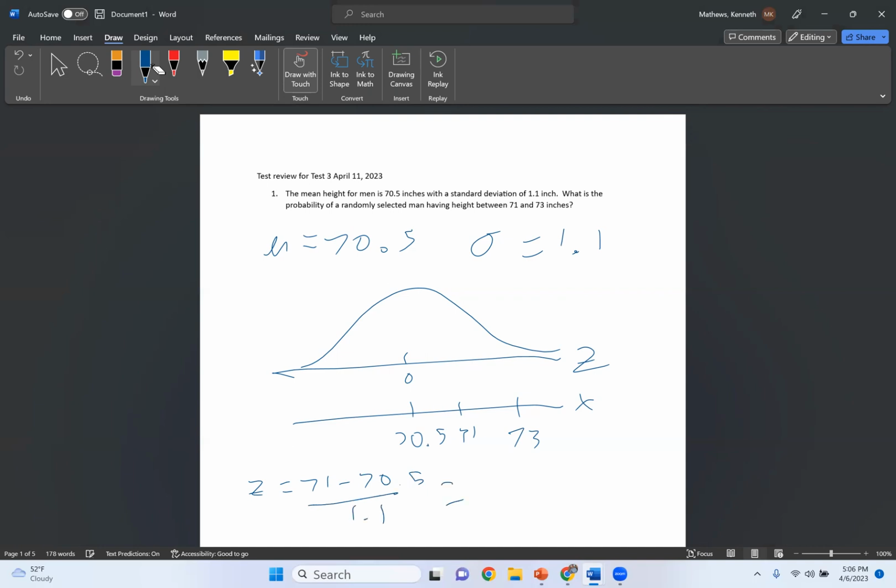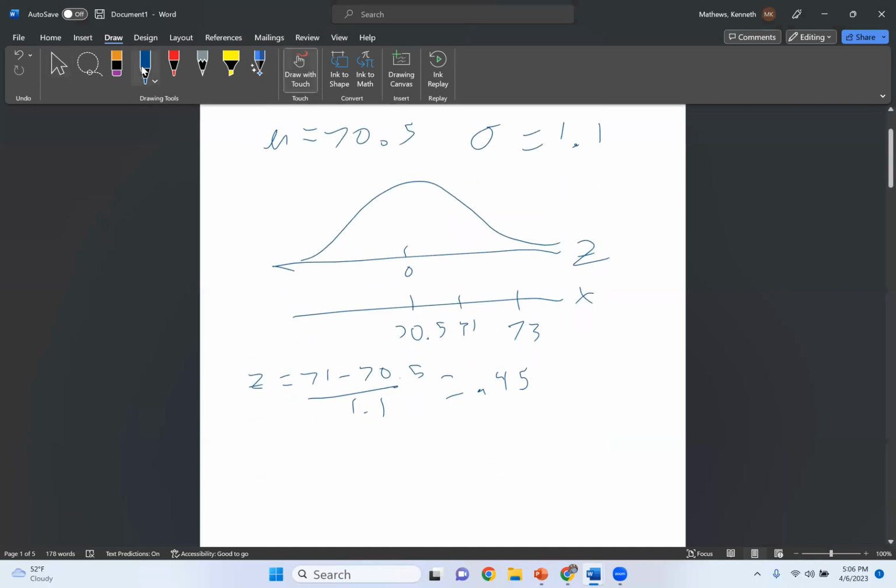which is equal to, I'm just going to do a quick calculation on my Desmos on my phone, so I don't have to be jumping back and forth. All right, so let's all learn together. We're going to do 71 minus 70.5 divided by 1.1. And that's 0.45. So let's put it up here right away, 0.45.